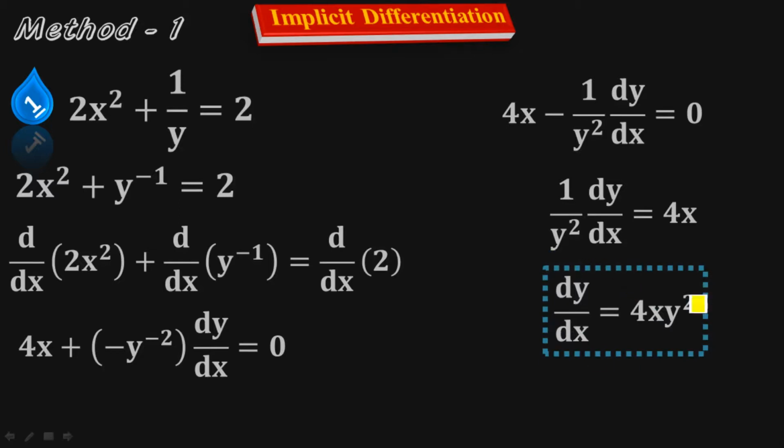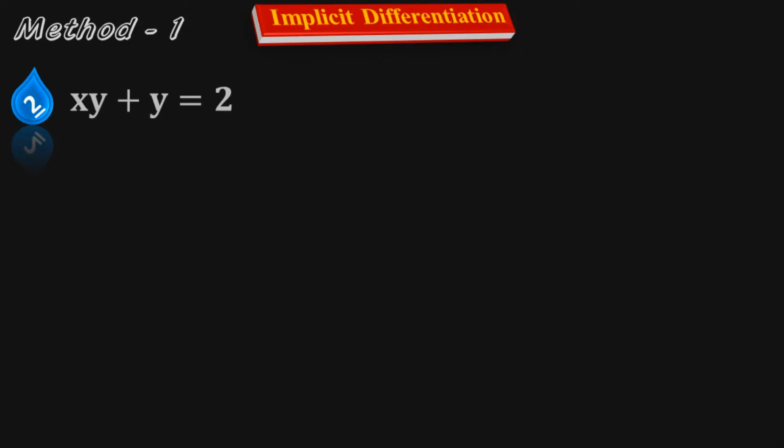This is the implicit differentiation of the given expression by using method number 1. That's how implicit differentiation takes place. Example number 2. x times y plus y equals 2.